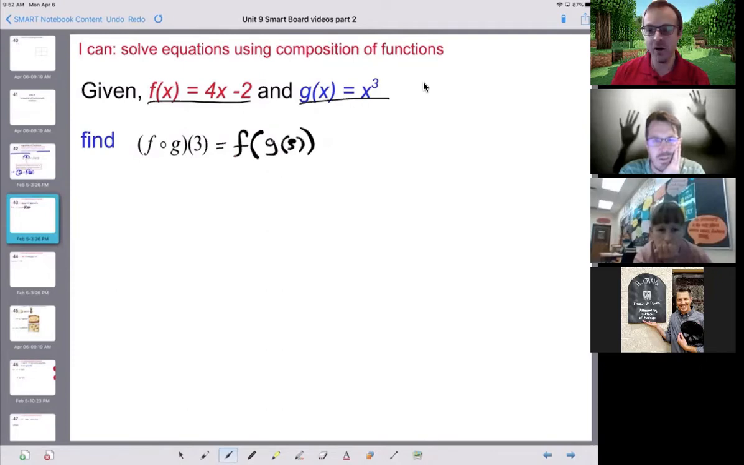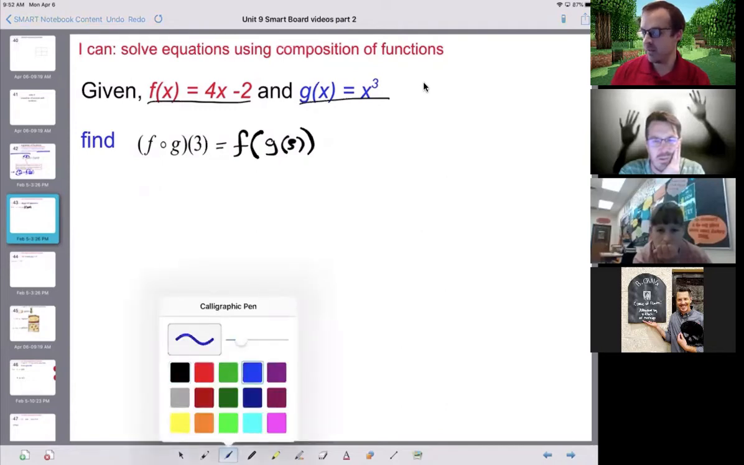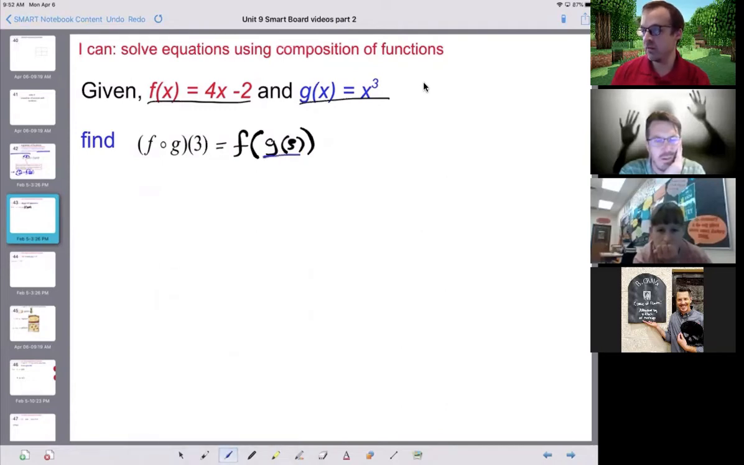And if we were to follow the order of operations, we'd have to do everything inside the parentheses first, which would mean that we need to solve for g of 3 first. So we're going to input the 3 into the g function right here and get our output. So let's do that really quick. Let's put 3 into the function g. What is g of 3?